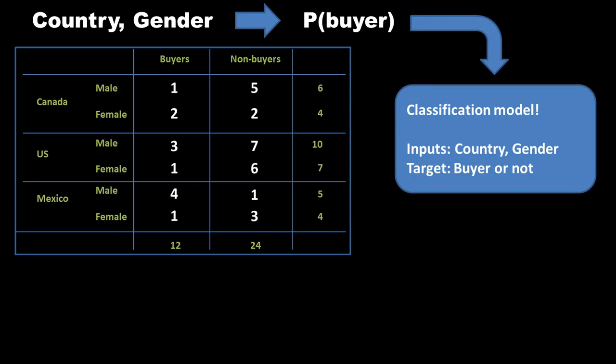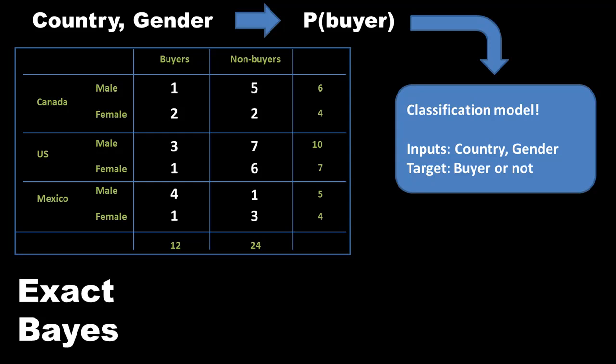So this is really a classification model where the inputs are country and gender and the target is buyer or not, okay? And this approach is called the exact Bayes approach. It's the exact Bayes approach because we've got all the information available and we are able to make predictions from that. But this is not the algorithm that we are actually going to study. It'll be fine if this algorithm were applicable. It's a really good one to use. But for reasons that we'll be looking at shortly, this approach, unfortunately, cannot always be used.